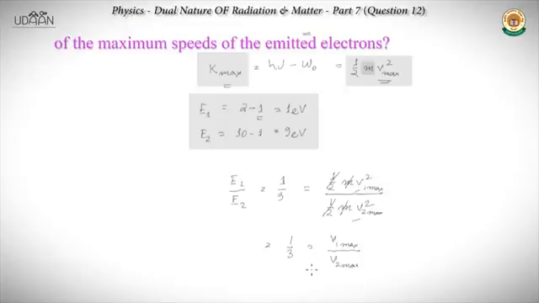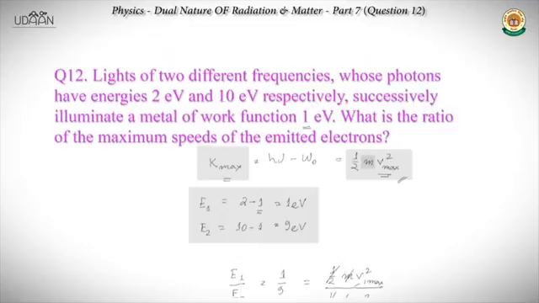All you need to remember is that you do not need to find the velocity of the electron as such. You just need to find the ratio. You should avoid wasting time on such lengthy calculations. You could have found the maximum velocity for case 1 and case 2, and then taken the ratio. That would be a very long and tedious job, but you would have arrived at the same answer, that is 1 by 3. So the required ratio of the maximum speeds of the emitted electrons is 1 by 3. That was question number 12.